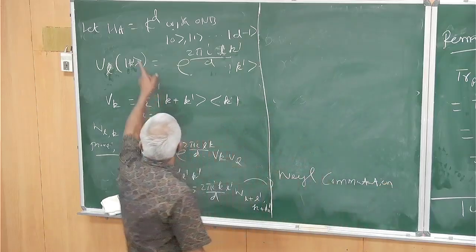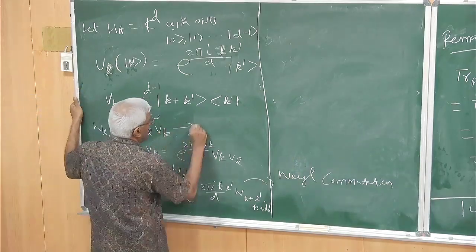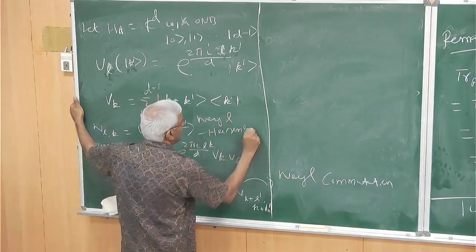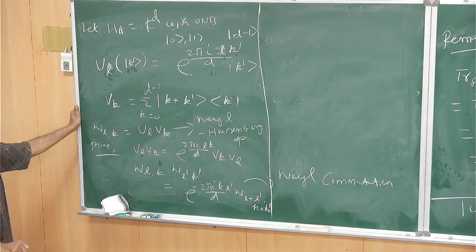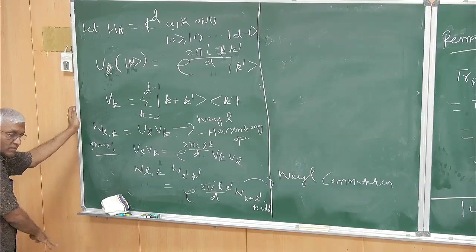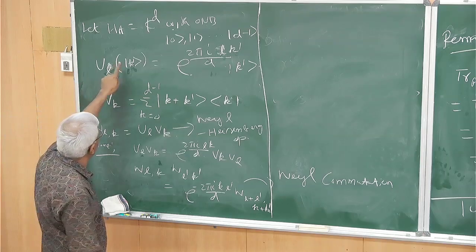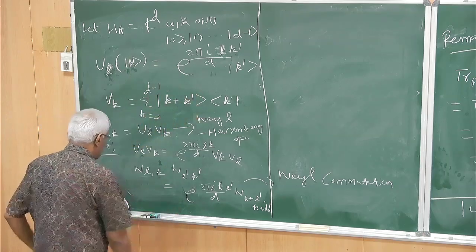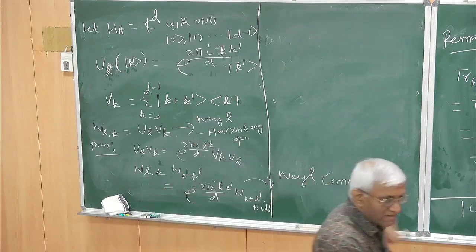Weyl commutation relation. These operators, W_{l,k}, are called Weyl operators or Weyl-Heisenberg operators. If you have D equal to 2, these are precisely the Pauli matrices. These are generalizations of Pauli matrices. Just remember, we may need it later.